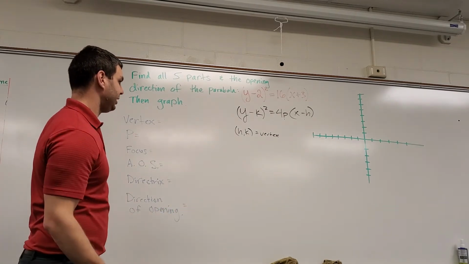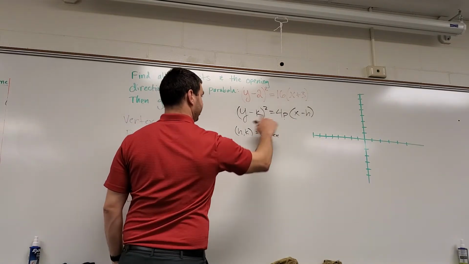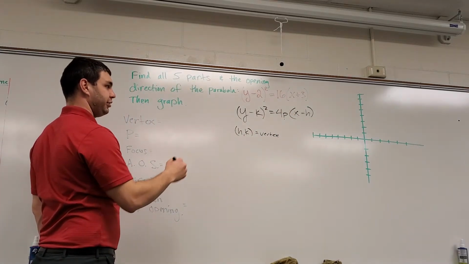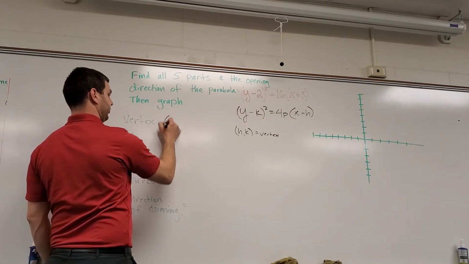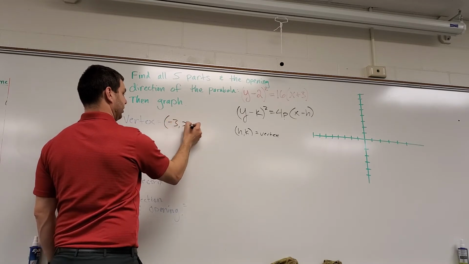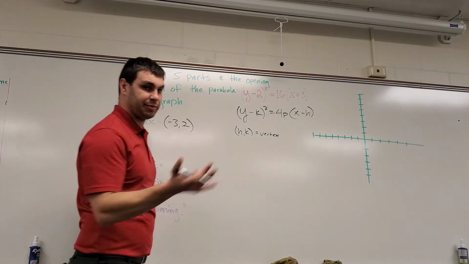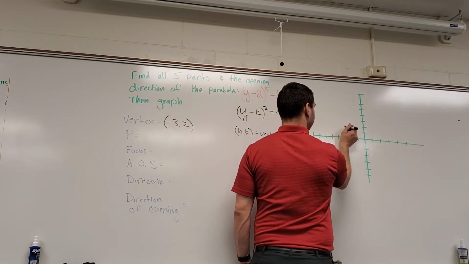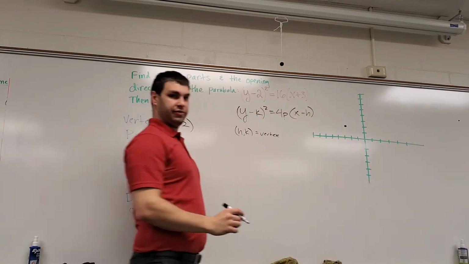So right away, what I can see is (h, k) from my given equation is going to be (-3, 2). Right, -3, 2. That's my vertex. So -3, 2, just like that, we get the vertex. I'm going to graph these as we go. -3, 1, 2, 3, and then 2, will be right here. That is the vertex.